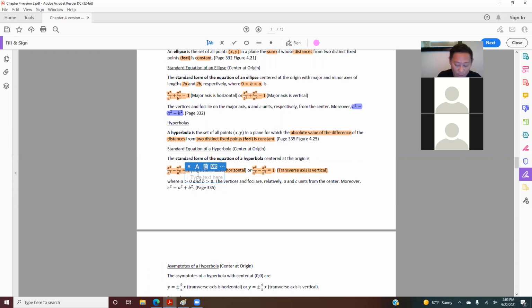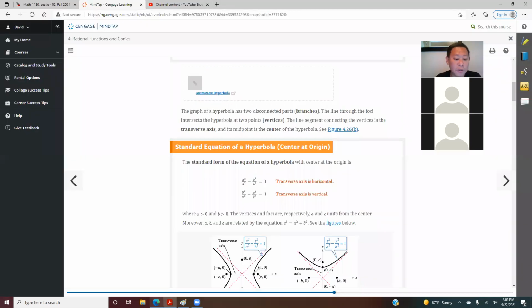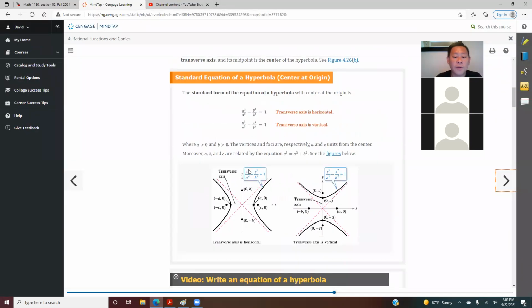Usually when you have a horizontal transverse axis, this will open sideways. Your branches will open sideways like this. When you have a vertical one, then it will open up and down. Like in the picture I showed you here. So if you have an x squared that is positive, it will open sideways. And if your y squared is positive, then it will open up and down.